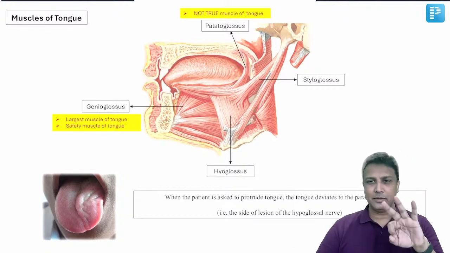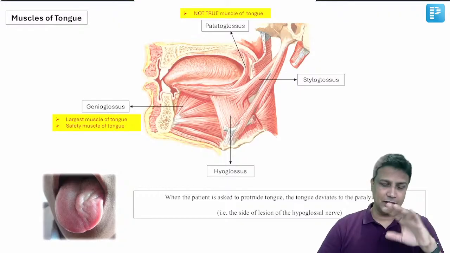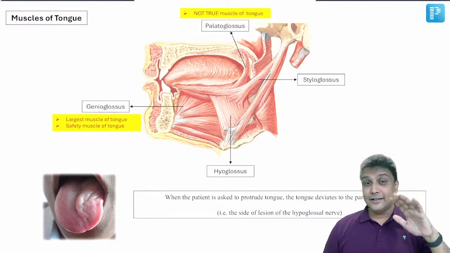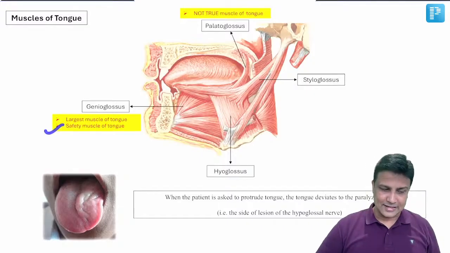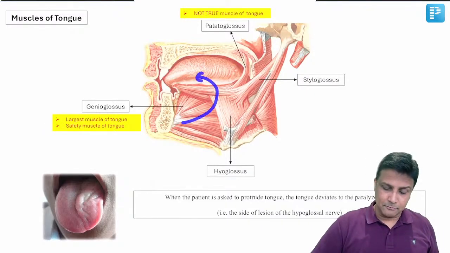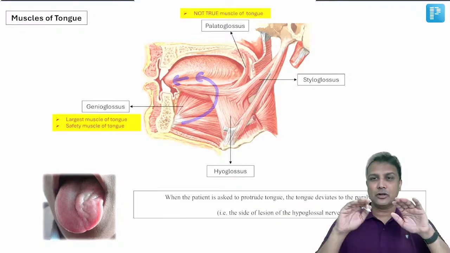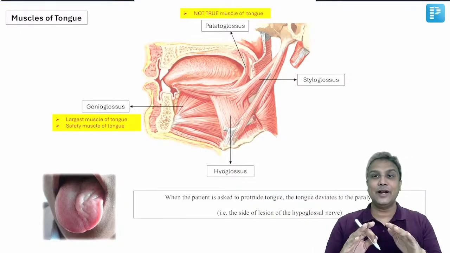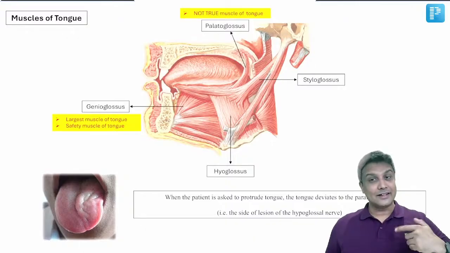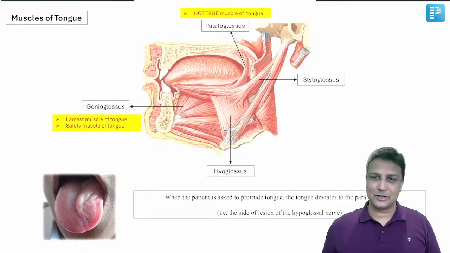Now there are 3 important MCQs here. Out of all the muscles of the tongue, which is the largest muscle of the tongue? That is genioglossus. And this is the muscle which is also referred to as the safety muscle of the tongue. Why? Because this is going to help in protrusion of the tongue. And because it is helping in protrusion of the tongue, it is preventing the tongue from falling back. That is the reason why it is referred to as the safety muscle of the tongue.